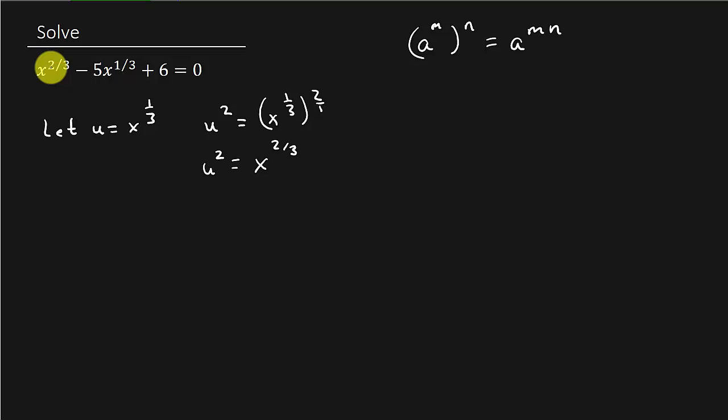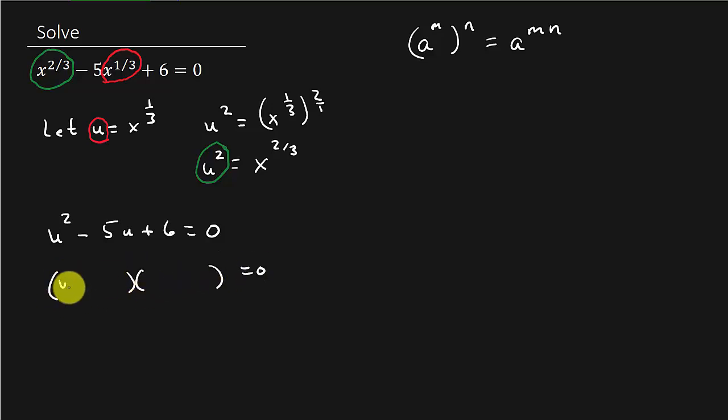So this is an equation that's quadratic in form. Okay, so what I'm going to do is replace the x to the 1/3 with u, and the x to the 2/3, I'm going to replace that with u squared. So that's going to give me u squared minus 5u plus 6 is equal to 0. Now, this looks like a quadratic equation. So let's solve it. We're going to factor it. So that's going to be u minus 3, u minus 2.